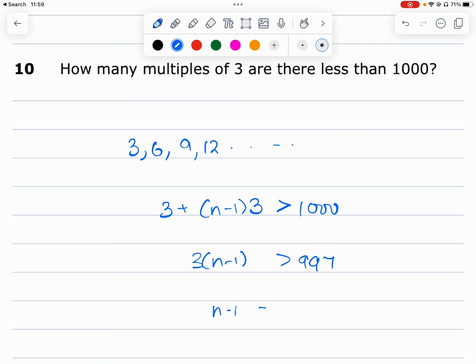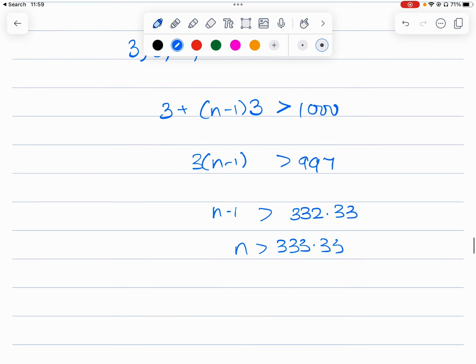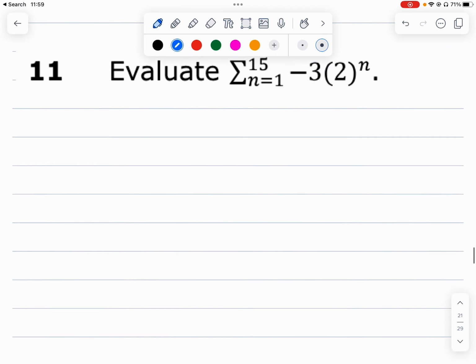N minus 1 should be less than 332.333. So n is less than 333.333. So the 333.333rd term would be greater than 1000. So therefore how many terms are there? 333 terms are there.